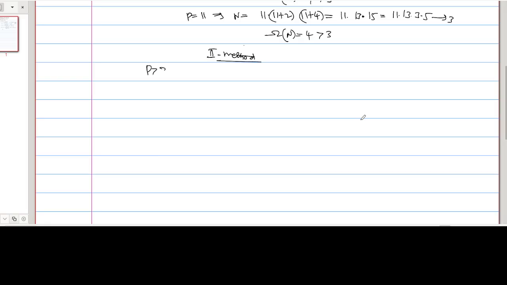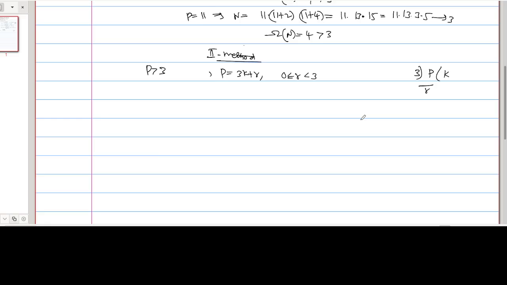Actually, p is bigger than 3. Therefore, p is a prime number. P bigger than 3. By the division algorithm, I can divide p by 3. I can have a quotient and I can have a remainder. Therefore, p can be actually 3k plus r, where r lies between 0 to 3.